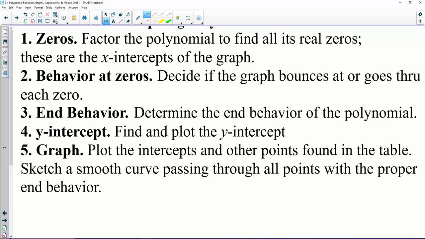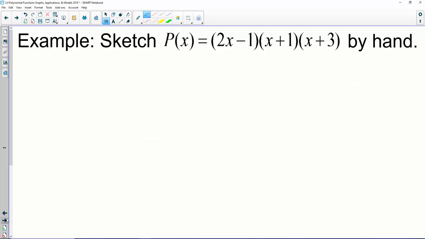I will tell you, like on a test or quiz, I will probably prompt you. I'll say, part A, tell me the zero. Part B, tell me if it bounces or goes through. So you won't necessarily have to remember all the different things. I will prompt you on that. But these are the pieces that we need today.